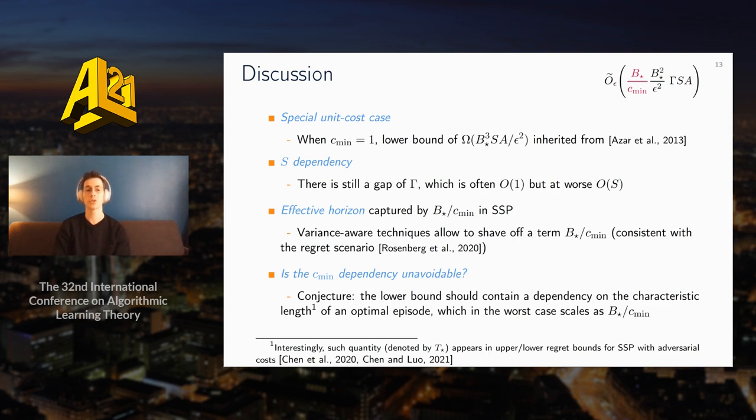Now, a natural question is whether the C min dependency is unavoidable. So we do not have a definite answer for this open problem, yet our conjecture is that the lower bound should contain a dependency on the characteristic length of an optimal episode, which in the worst case scales as B star over C min.